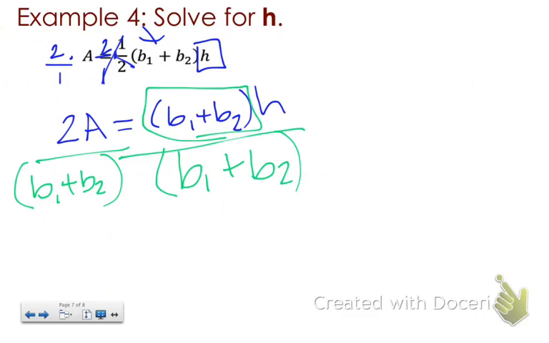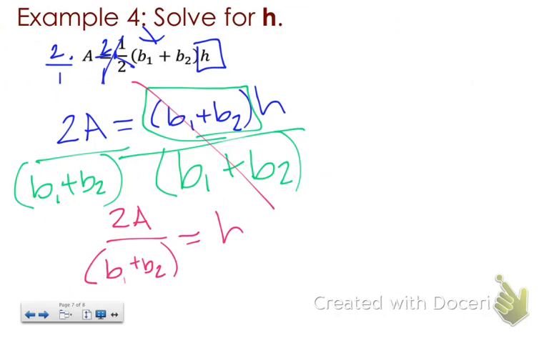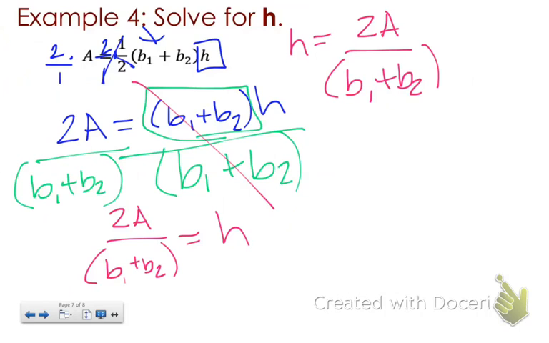Alright, but now, if you look, I have h by itself. So I have 2a over b1 plus b2 equals h, which is the same thing as h equals 2a over b1 plus b2. So now that h is totally by itself, that is my final answer. And that's it for this section.